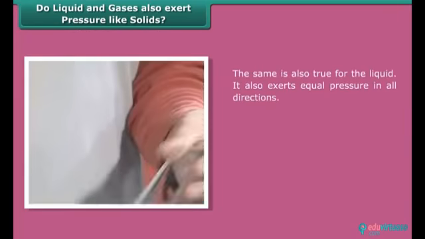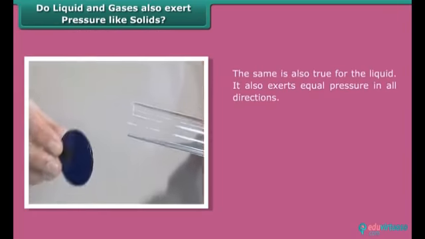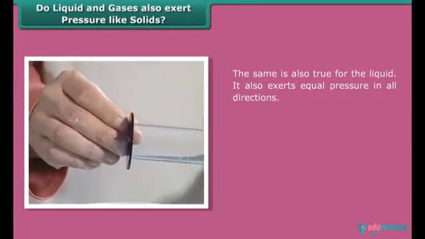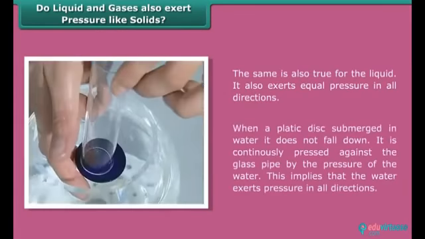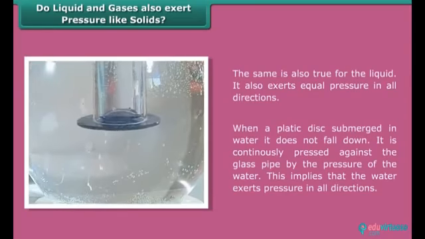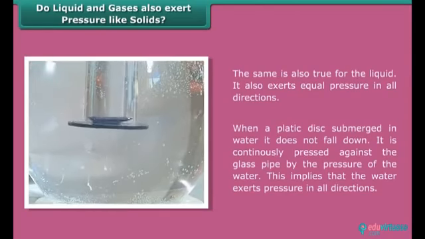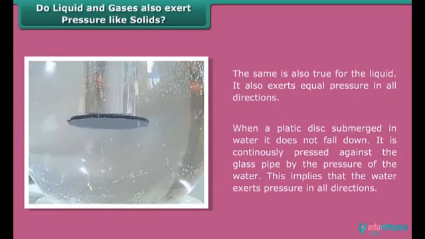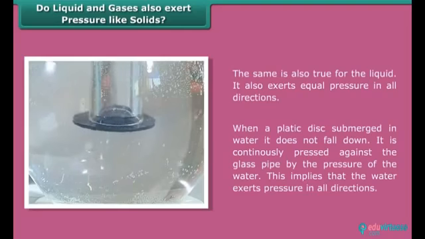The same is also true for the liquid. It also exerts equal pressure in all directions. When a plastic disc is submerged in water, it does not fall down. It is continuously pressed against the glass pipe by the pressure of the water. This implies that the water exerts pressure in all directions.